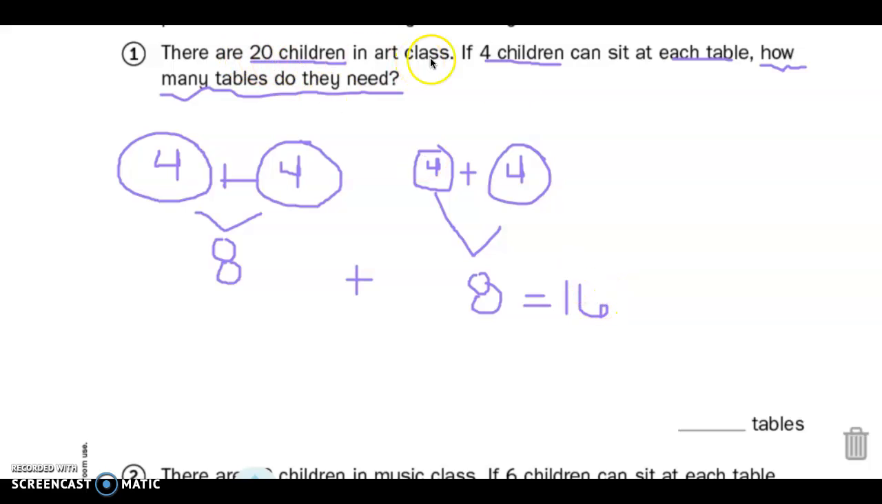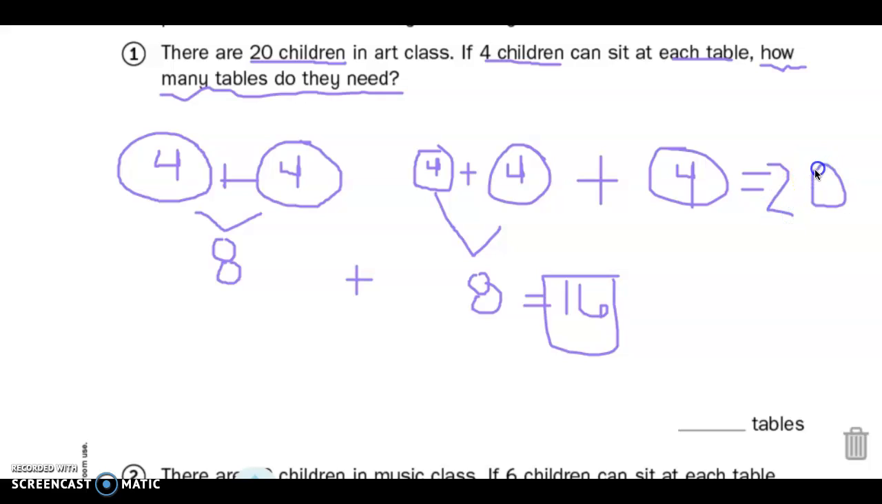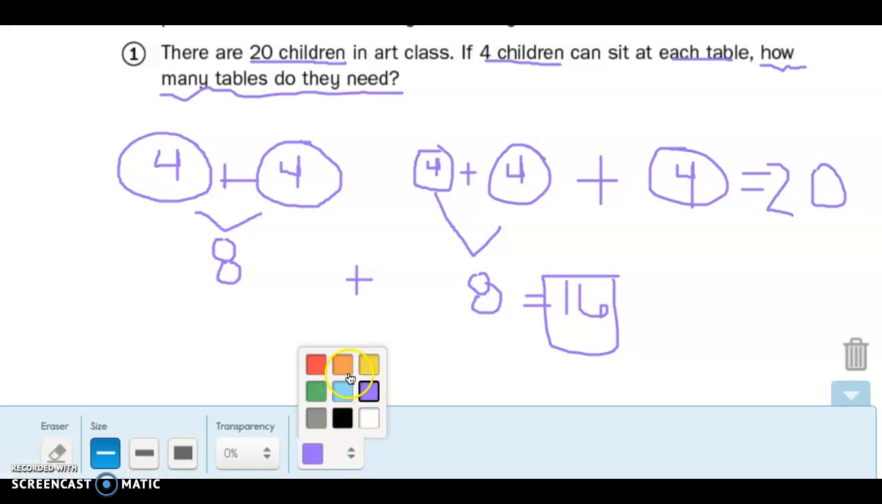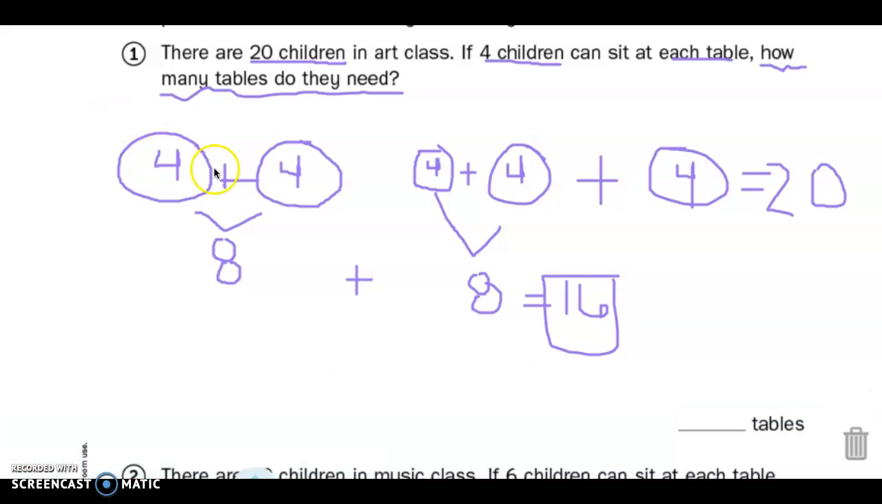I still need more. So should I add 1 more table? Okay. If 4 plus 4 is 8 and this 4 plus 4 is 8, I have 1, 2, 3, 4 tables so far. 4 tables wasn't enough because I'm at 16. So what's 4 plus 4 plus 4 plus 4 plus 1 more 4? Well, 16 plus 4 equals 16, 17, 18, 19, 20. How many tables did I need in all?